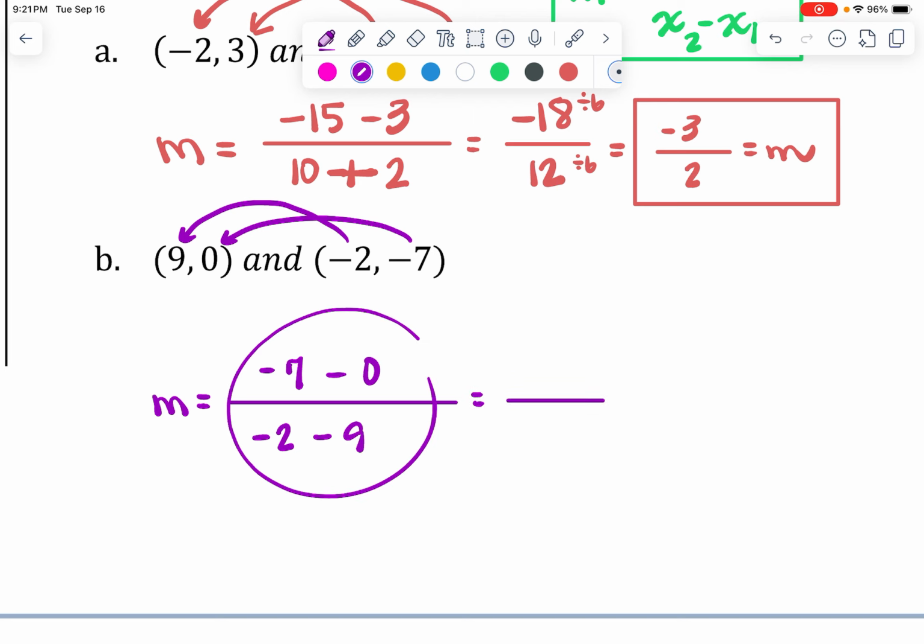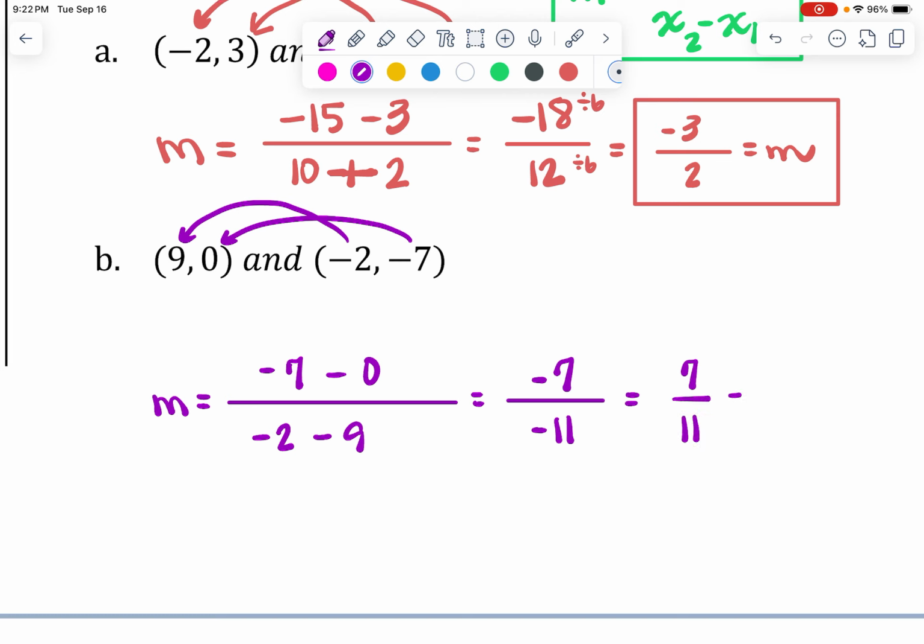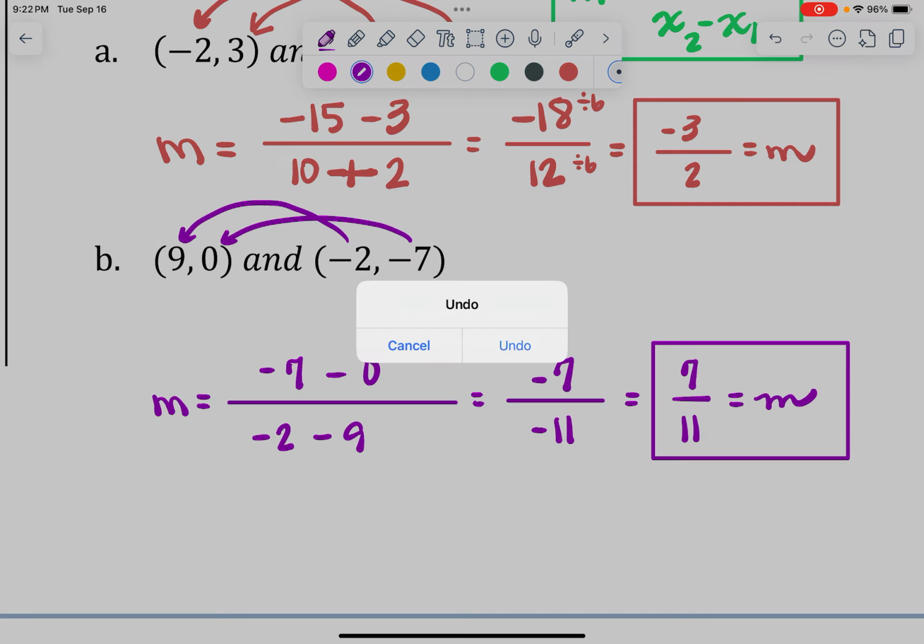And again, if you want to just type all that in your calculator as is in fraction mode, it'll reduce it and spit out the right answer for you. I'm just going to go ahead and do it by hand though. Negative 7 minus 0 is negative 7. And negative 2 minus 9 is negative 11. Now I cannot simplify 7/11ths, but I can simplify a negative divided by a negative, which gives me a positive answer. So make sure you simplify your fraction, whether it's with signs or with numbers. All right, that takes care of the first page.